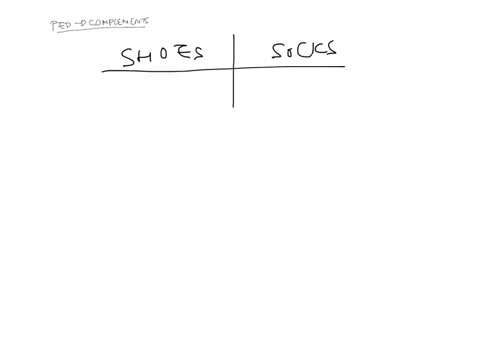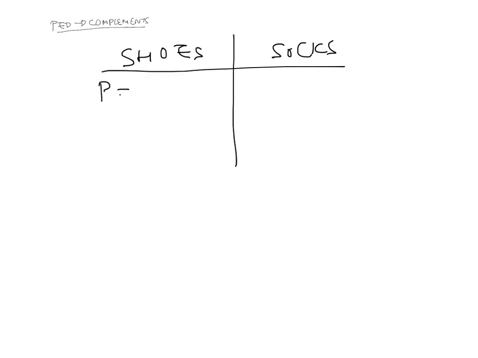Let's look at two complements. Let's look at the situation that we have with shoes and socks. So we've got shoes and we've got socks. The more shoes we have, the more socks we need. The less shoes we have, the less socks we need. So let's look at an initial situation.